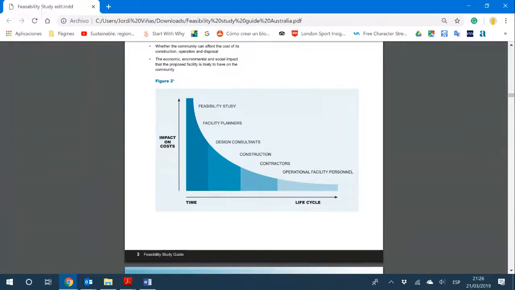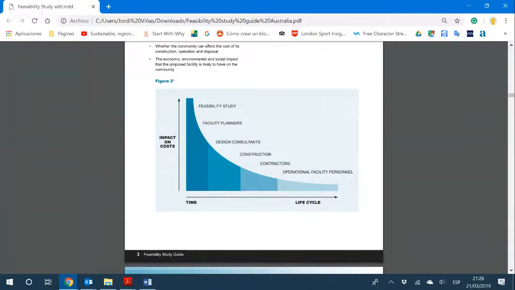Here it says operational facility personnel. So even though we are going to build that in maybe 2 years, and we're going to manage it for the next 30 years, probably the decisions taken at the beginning are much more important in terms of costs than the decisions taken when we are managing the facility.